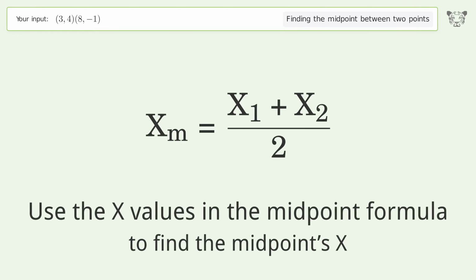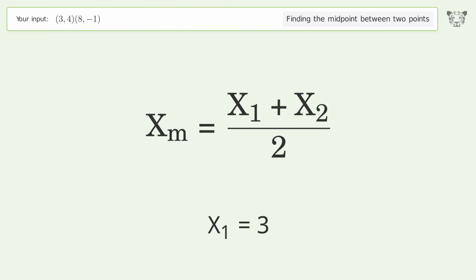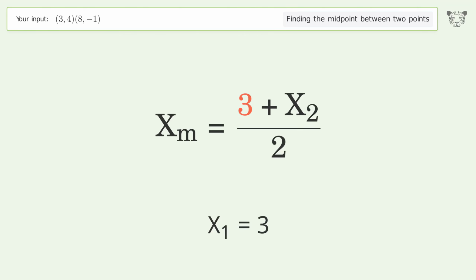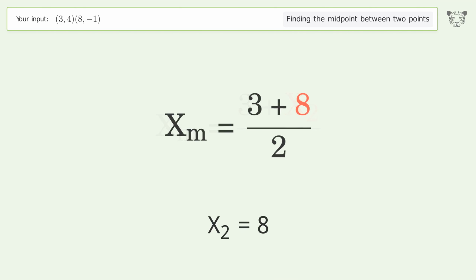Use the x values in the midpoint formula to find the midpoint's x. x1 equals 3. x2 equals 8. Simplify the arithmetic.